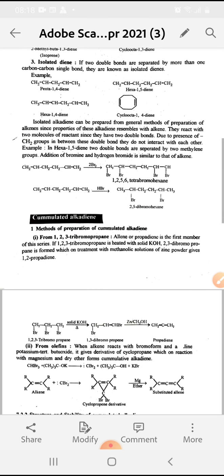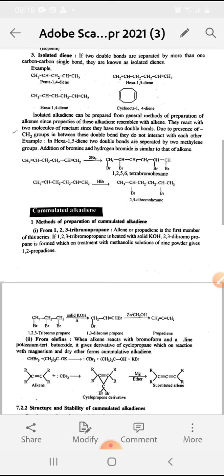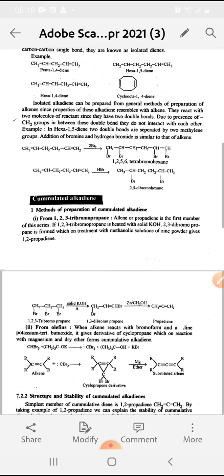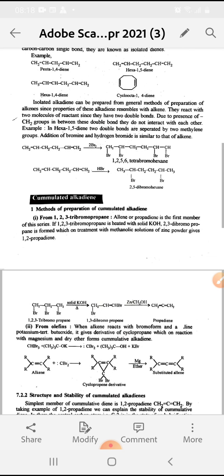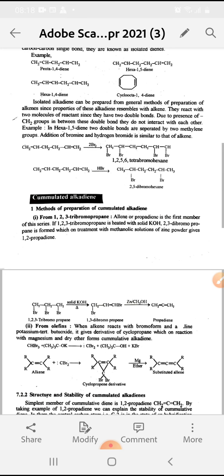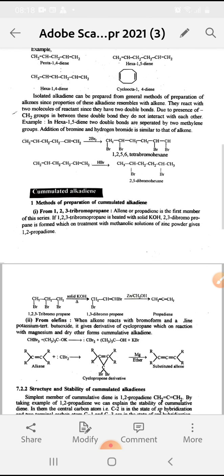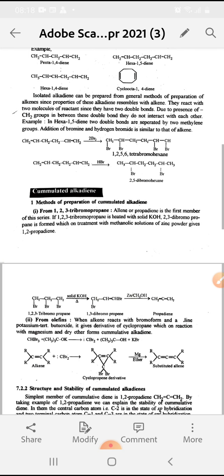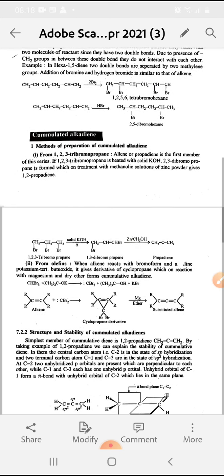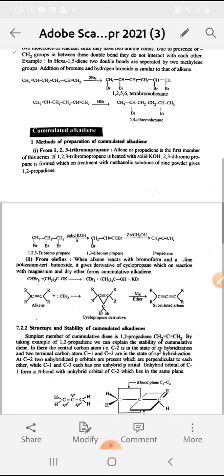Addition of bromine and hydrogen bromide is similar to that of alkene. So here, if we see the example, CH2=CH-CH2-CH2-CH=CH2 reacts with two molecules of bromine to form 1,2,5,6-tetrabromohexane. And in the other case, the example is CH2=CH-CH2-CH2-CH=CH2, which reacts with HBr to form 2,5-dibromohexane.